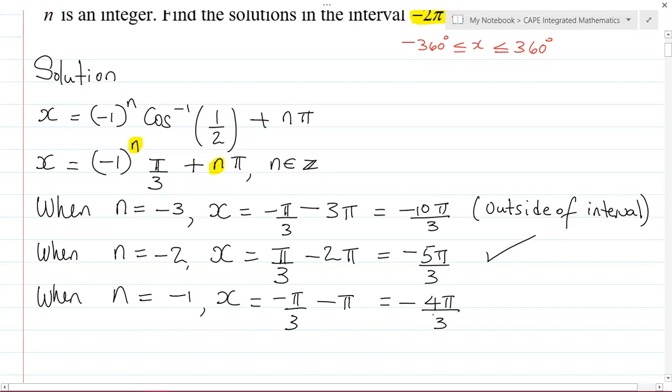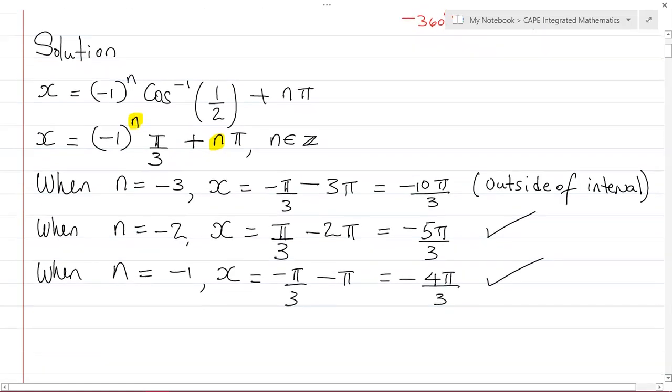And we have to now check if this value for x is inside our interval. Well, -4 pi over 3 is equivalent to -240 degrees. And as you can see, that is also inside of our interval. So x equals -4 pi over 3 is indeed a solution.